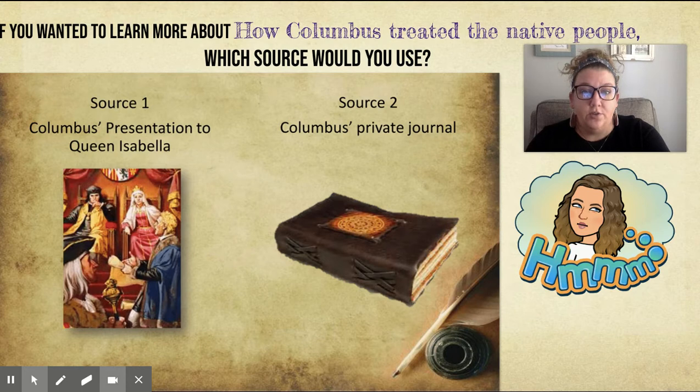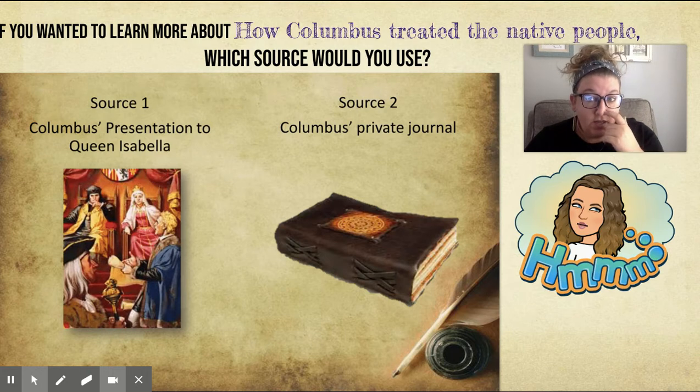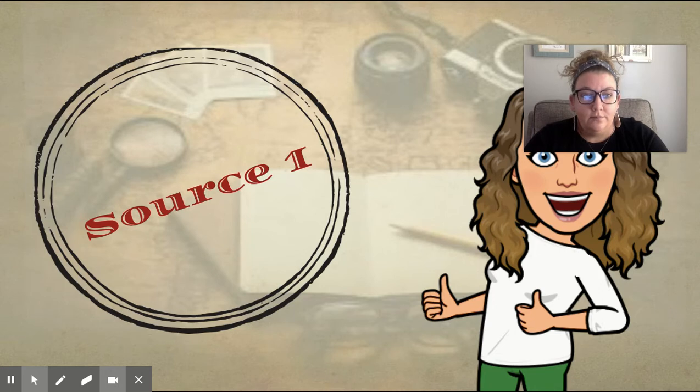If I wanted to learn more about how Columbus treated the native people, which source would I use? Would I use Columbus's presentation to Queen Isabella or his private journal? So source one or source two? I did not fix this. This should say source two. So ignore source one. The answer is source two.